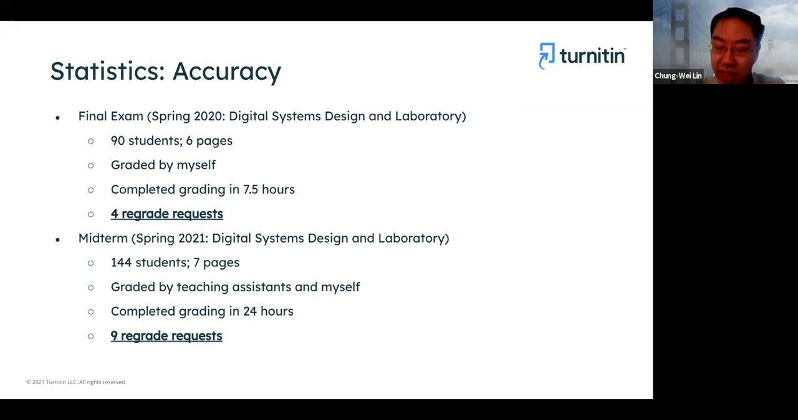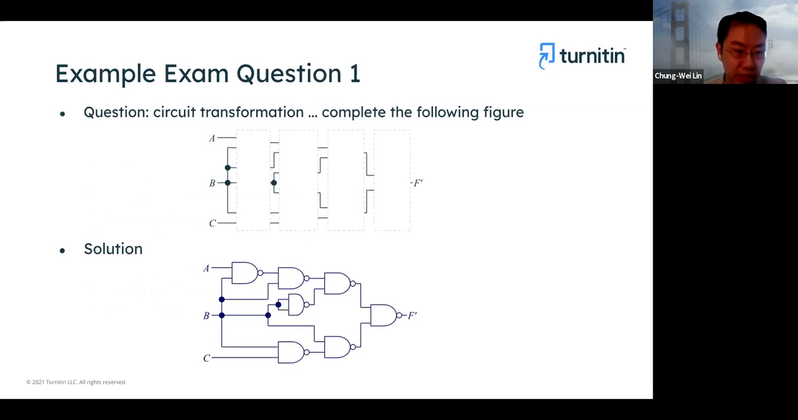I will mention it later, but yeah, we can let the regrade requests. I mean, students will always argue some point, but we can make the process very easy and simple. Okay, next slide, please. Okay, this is an example question in my exam.